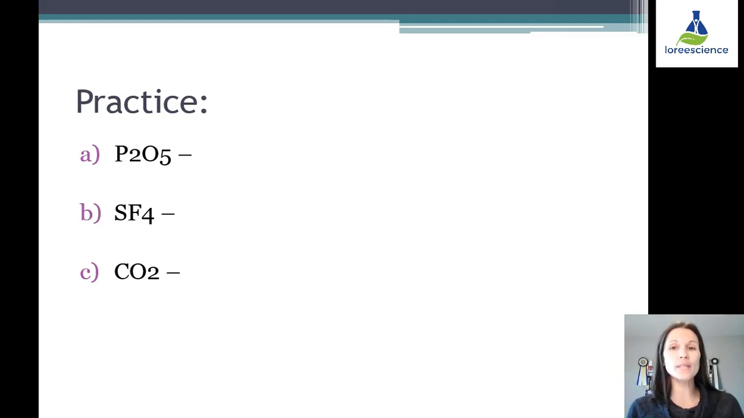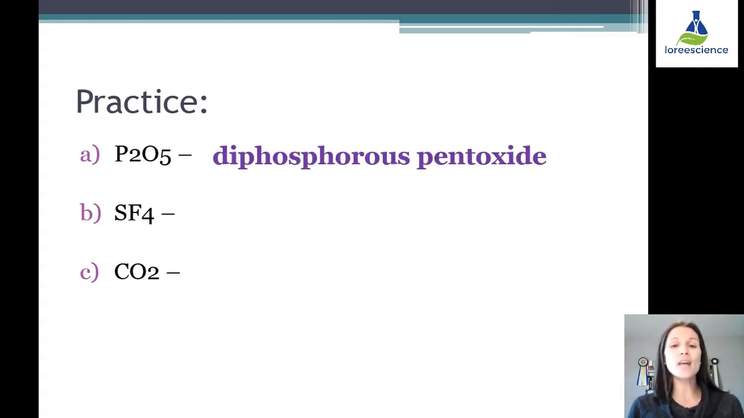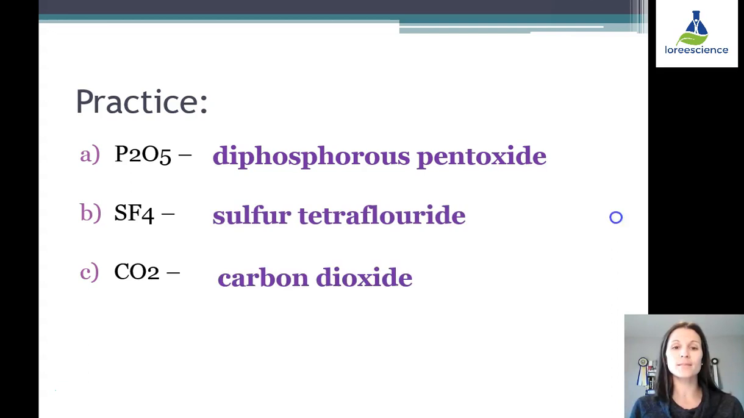So pause the video now, take a practice on these 3 molecules and see how you do. Okay, let's see how you did. You should have had diphosphorus pentoxide, sulfur tetrafluoride, and carbon dioxide.